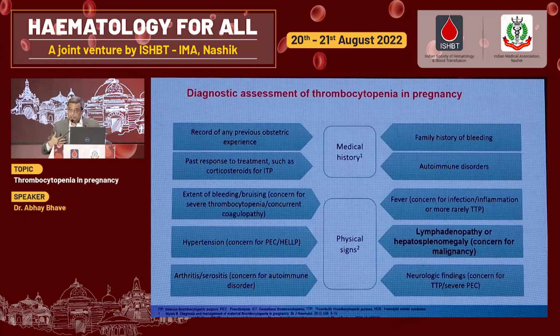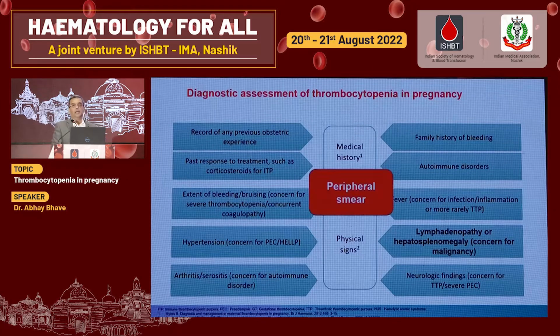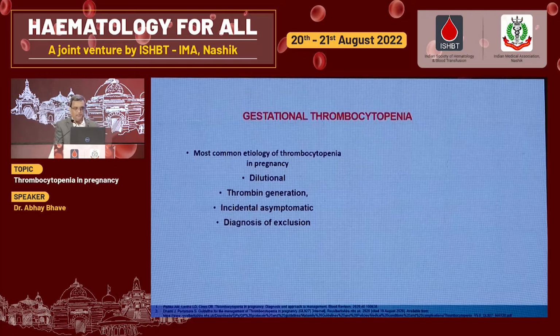Does she have a lymphadenopathy, organomegaly? That augurs poorly. That means there is some malignancy, you're missing out on something. So you have to be careful, and discuss with them about continuation of pregnancy. Check the blood pressure. Hypertensive disorders of pregnancy are known to cause thrombocytopenia. And peripheral smear. Big advantage we hematologists have. We look at the peripheral smear and get a lot of information from that. So peripheral smear for us is like a mirror to the bone marrow. It gives us a lot of information.